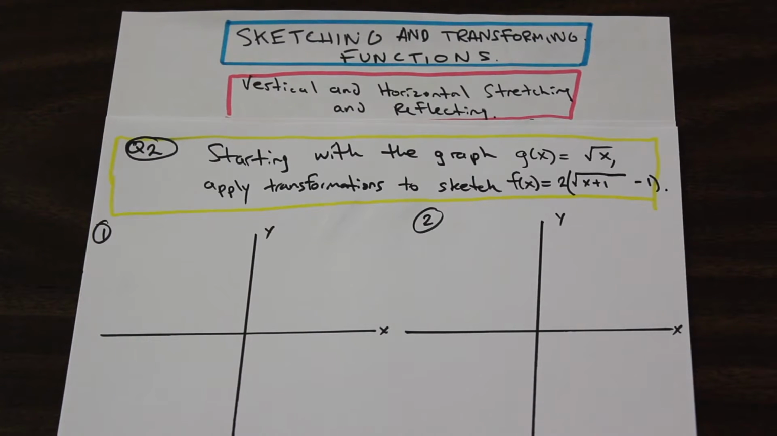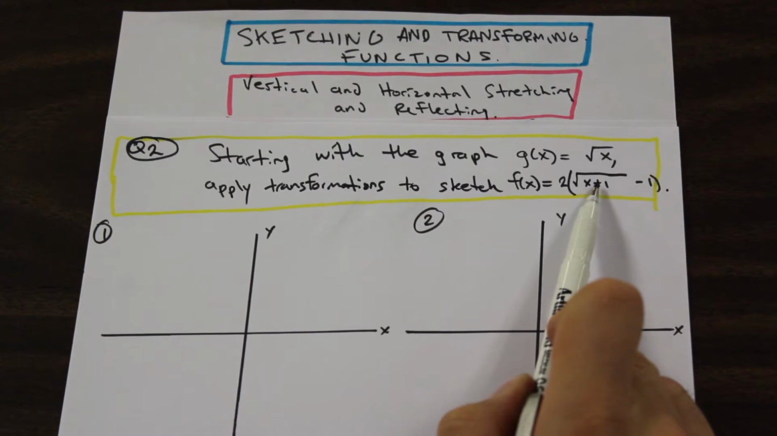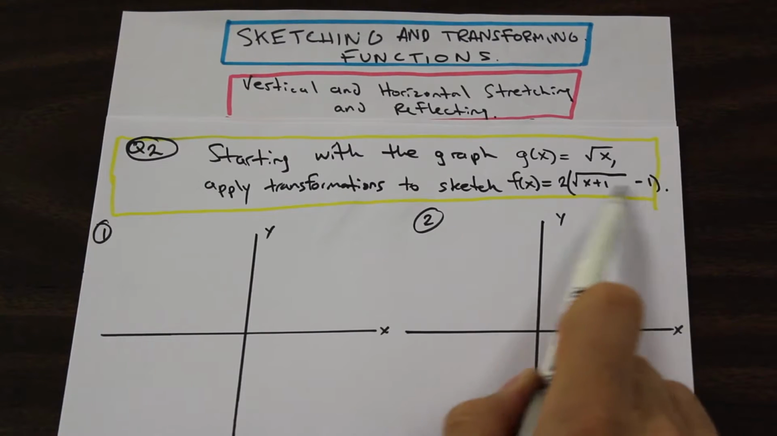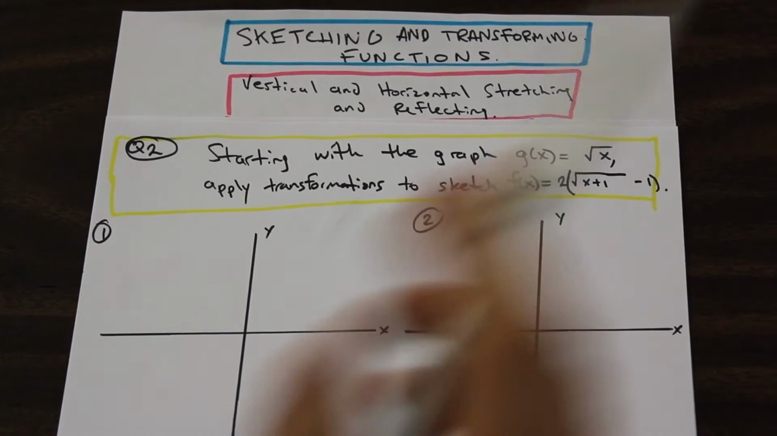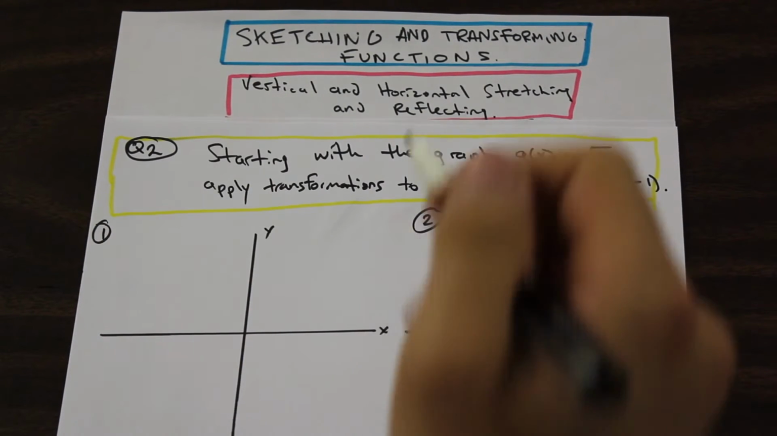So let's read the question. Starting with the graph g of x equals root x, apply transformations to sketch f of x equals 2 times root x plus 1, minus 1. A couple things to note: the negative 1 is outside the root and this plus 1 is inside. The 2 is applied to the entire thing, and we're starting with root x. This question is going to want us to show each step along the way for full marks.